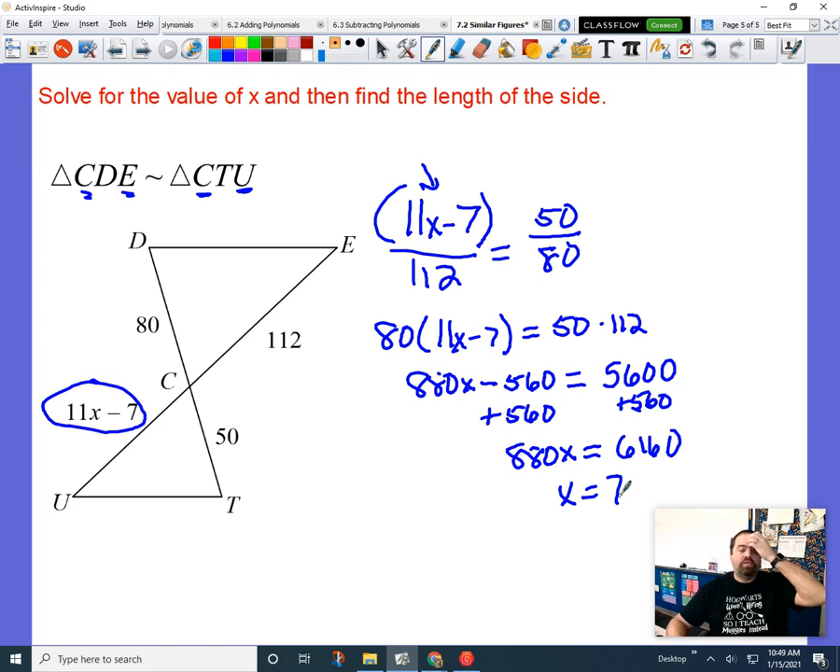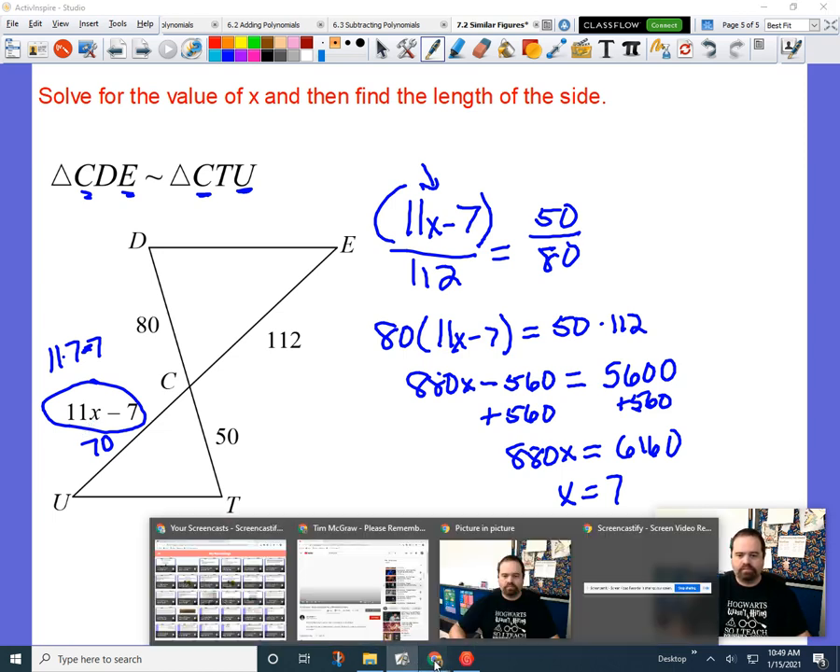Now, one thing I want you to be aware of, and if you zone in on this, pay attention to this right here. The x value is 7. That side is not 7. Okay? That whole side, I have to plug this x value back in. That's 11 times 7 minus 7. Grab a calculator. 11 times 7, 77 minus 7. This side is 70, even though the x value is 7. So this one actually has 2 answers, right? You're going to have to find the value for the x and then plug it back in and get the length of the side.